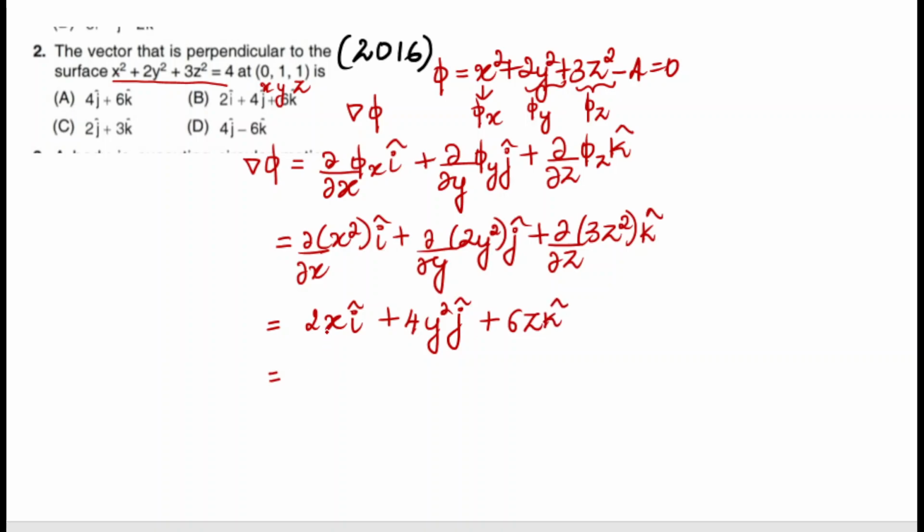Now, they have given the values to be 0, 1, 1. X value is 0, this completely vanishes. Here it will be 4 times 1 square is 1 j cap plus 6 times z. Z is also 1. So 6 times k cap. We got the answer 4 times j cap plus 6 times k cap. So option A is the right option.